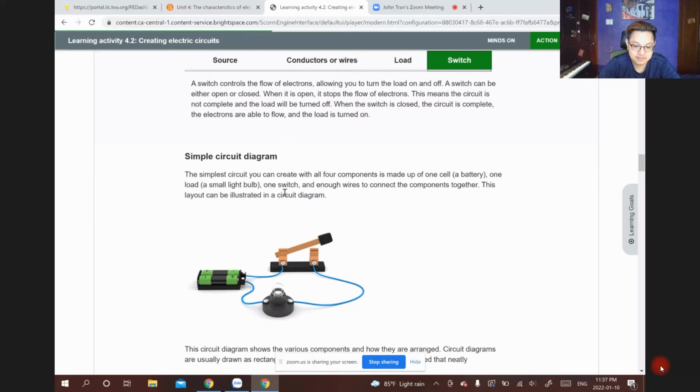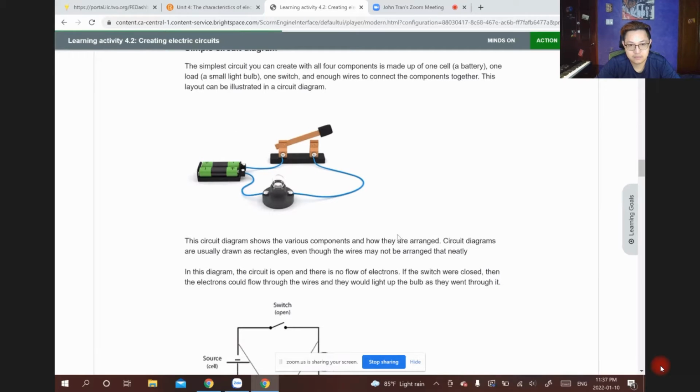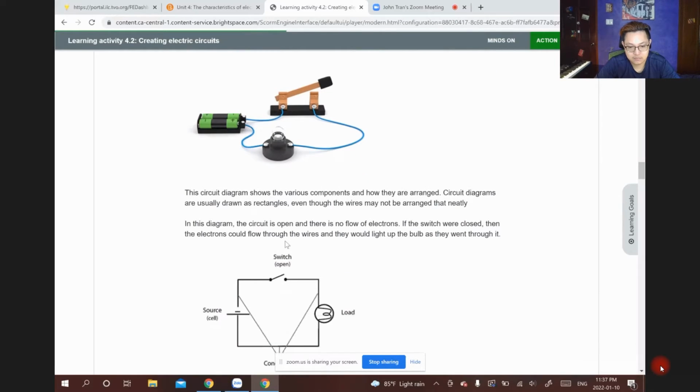This is the usual layout of a circuit diagram. This circuit diagram shows the various components and how they are arranged. Circuit diagrams are usually drawn as rectangles, even though the wires may not be arranged that neatly. In this diagram, the circuit is open and there is no flow of electrons. If the switch were closed, then the electrons would flow through the wires and light up the bulb as they went through it.